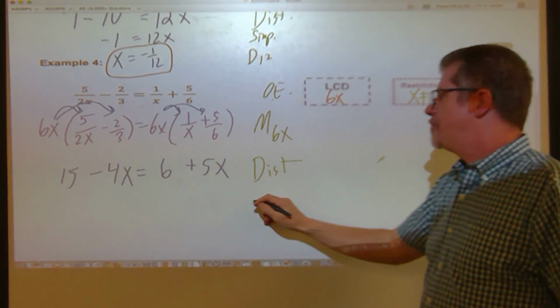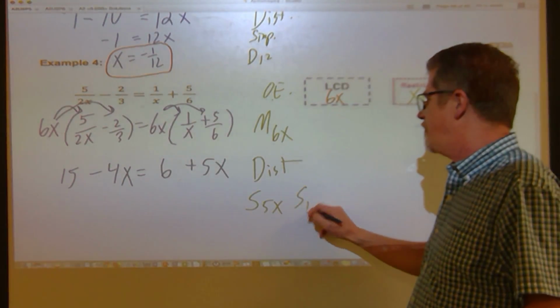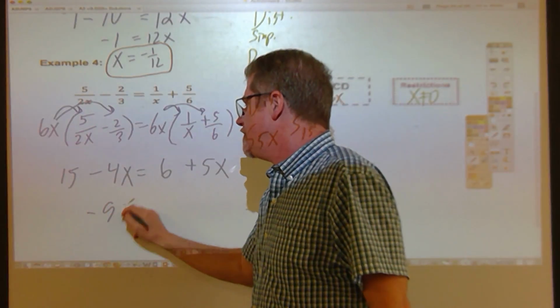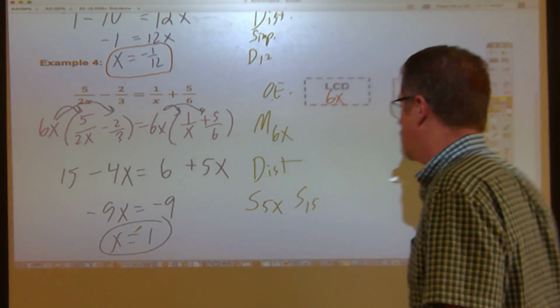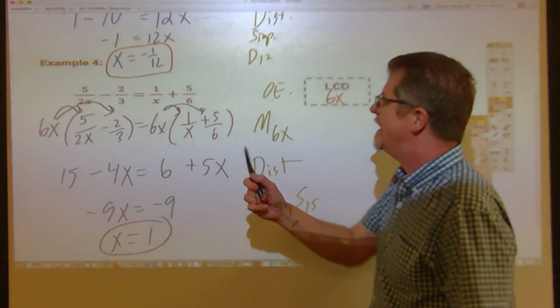Now, it's pretty straightforward. I'm going to subtract 5x and subtract 15 in one fell swoop to get negative 9x equals negative 9, and dividing by 9 gives me x equals 1. Any questions on example 4?